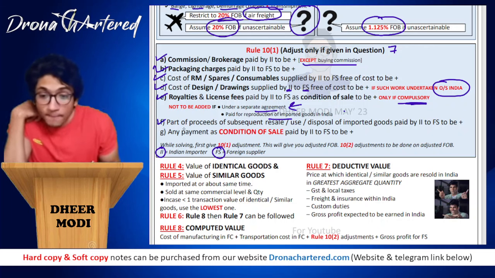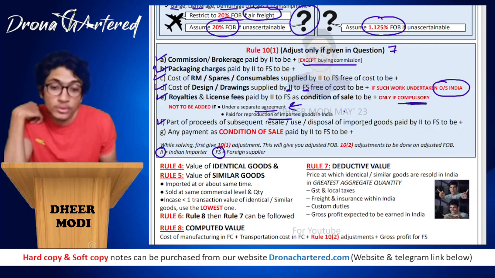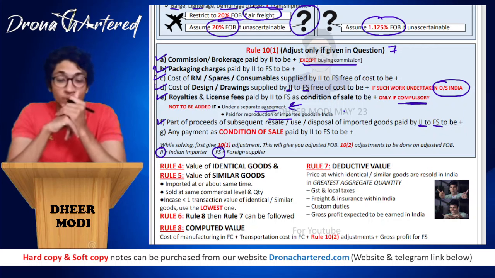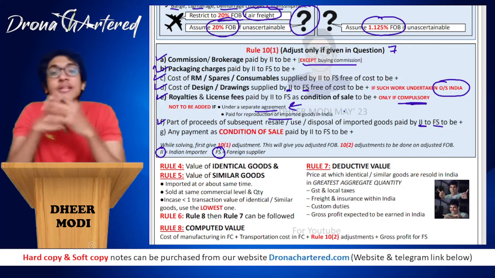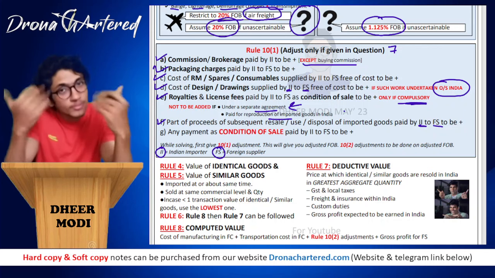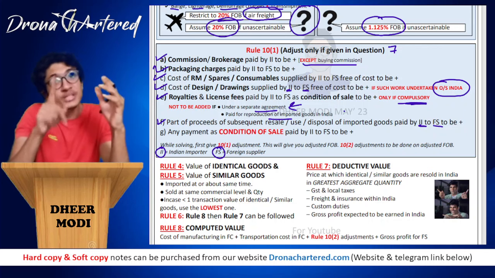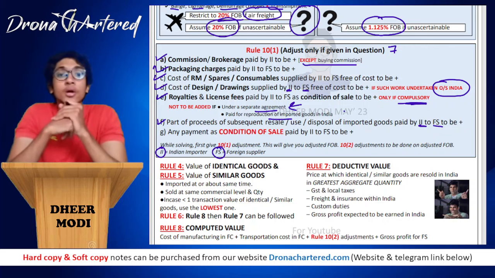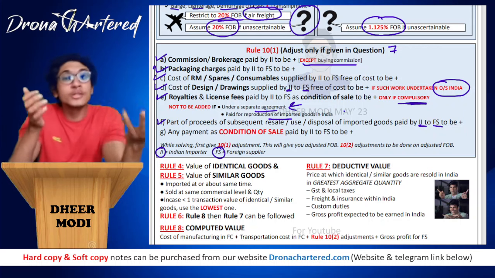Next is part of proceeds of subsequent resale, use or disposal of imported goods paid by your Indian importer to the foreign supplier, to be added. That means, for example, you have entered into a deal that, boss, this machinery that you are giving me, you give me only for 10 lakhs. Then after 5 years, I will sell this machinery for 1 lakh, and this 1 lakh also I will give to you when I sell it. Okay, so therefore, this is actually a payment only, just that you will defer it.